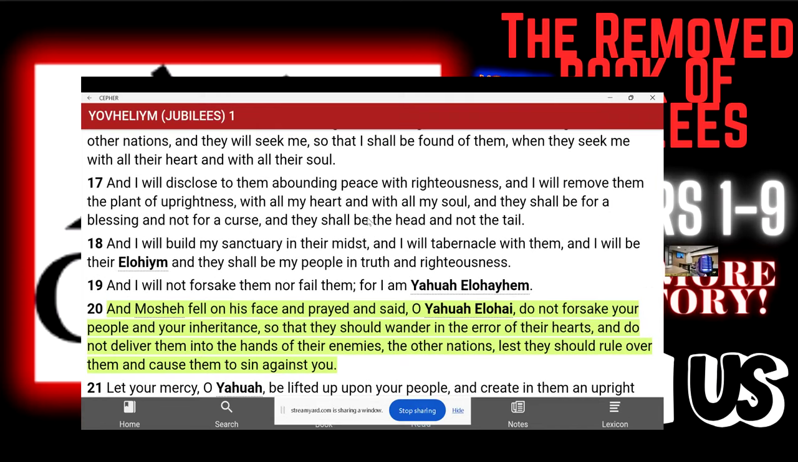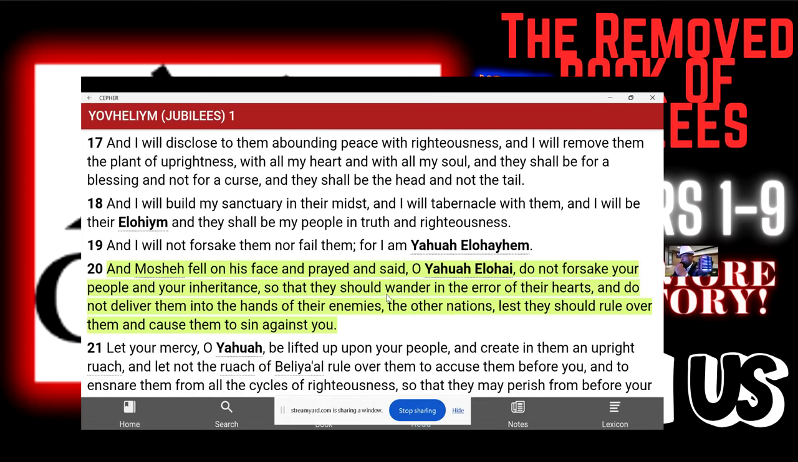And Moses fell on his face and prayed and said, O Yahuwah, do not forsake your people and your inheritance, so that they should wander in the error of their hearts, and do not deliver them into the hands of their enemies, the other nations, lest they should rule over them and cause them to sin against you. Let your mercy, O Yahuwah, be lifted upon your people and create in them an upright spirit.